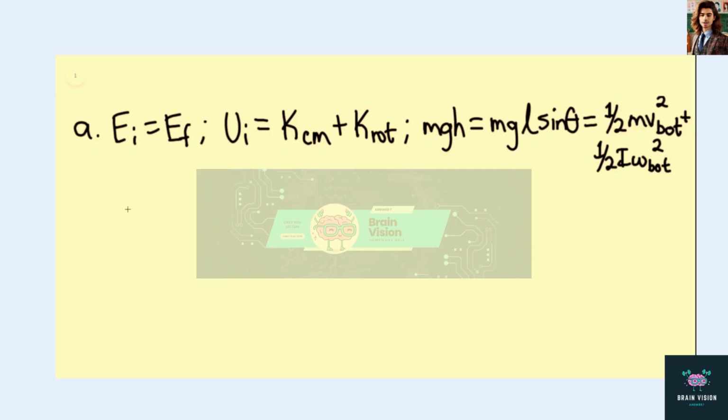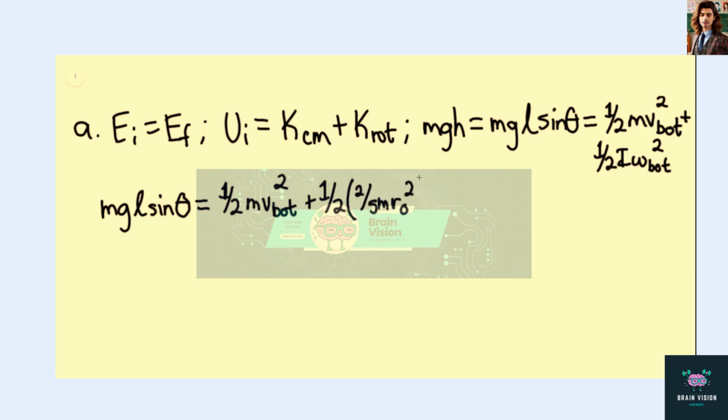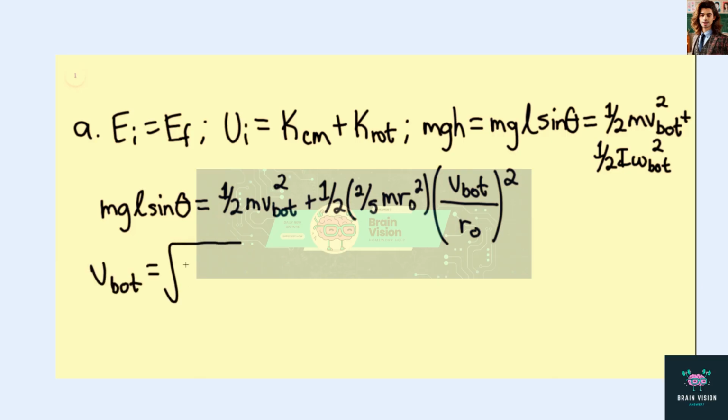And so we can then say that mgl sine of theta equals 1/2 mv sub bottom squared plus 1/2 times the moment of inertia of a sphere, 2/5 mr squared, multiplied by the velocity at the bottom divided by the radius of the sphere, squared. And we finally find that the velocity at the bottom equals the square root of 10 gh over 7.